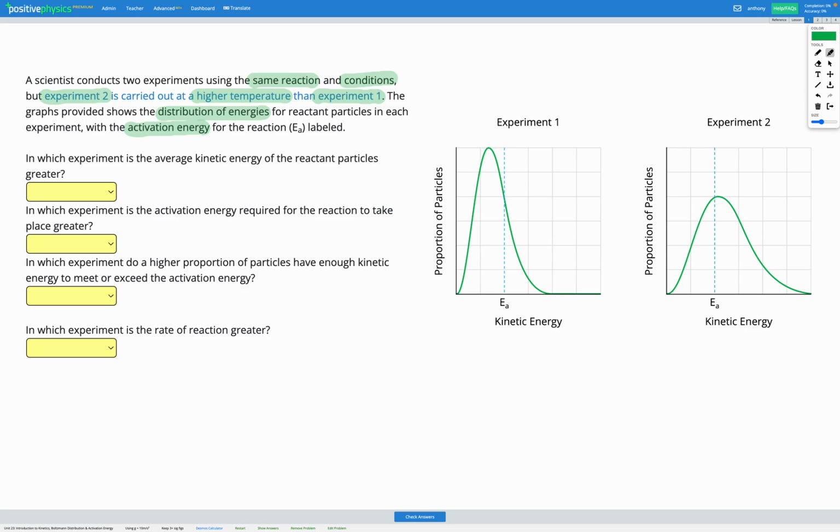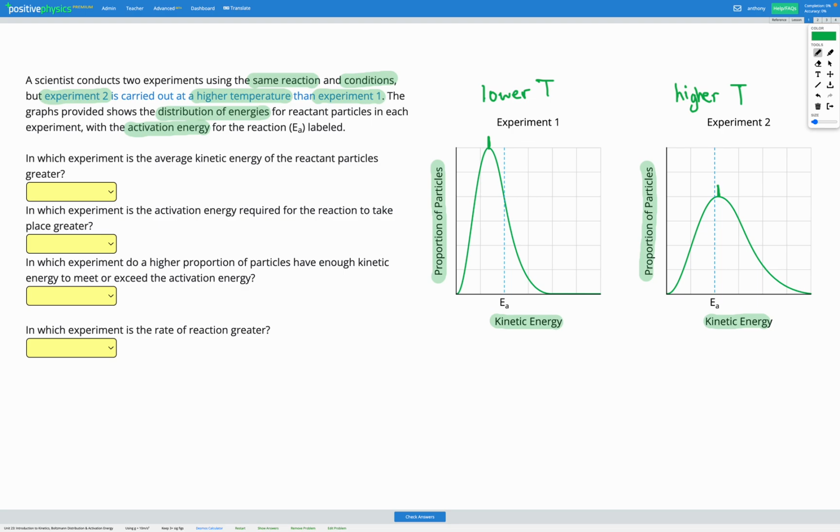So for each of these graphs, we have proportion of particles on the y-axis and kinetic energy on the x-axis. And we're told that experiment 2 has a higher temperature than experiment 1. So if you look at our green line on the graph, in experiment 1, we can see the peak of our line versus in experiment 2. It's farther to the left in experiment 1.